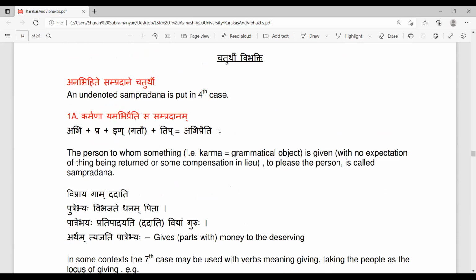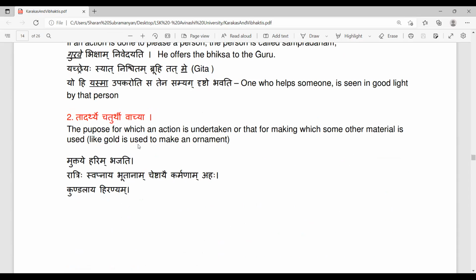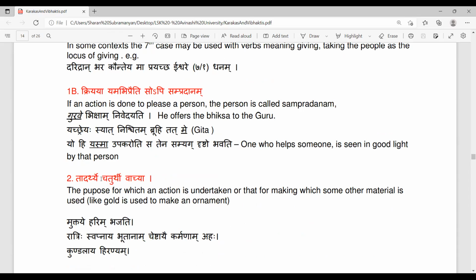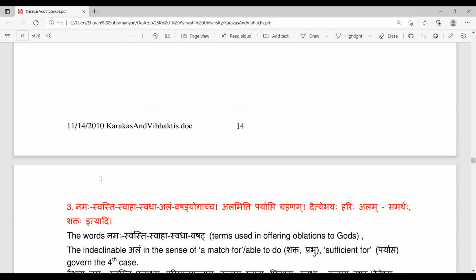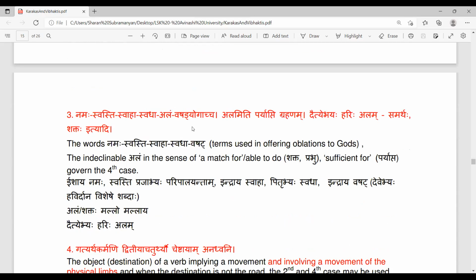To which sutra? Sampradane Chaturthi. This sutra, which is in the second chapter, third section, where vibhaktis are assigned to the Karaka, has this Vartikam: Tadarthya Chaturthi Vaktavya iti. Then in the same section, Namaha Swasti Swaha Swada Alam Vashat Yoga Cha. This is a sutra where these words, Namaha Swasti and so on, are there. If they are there, they will govern Chaturthi Vibhakti.